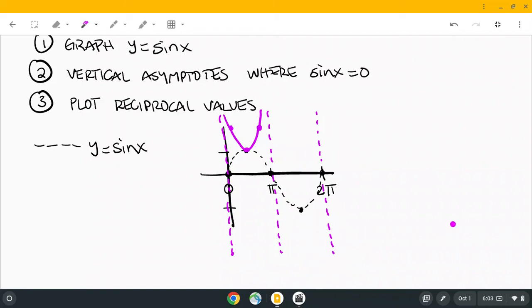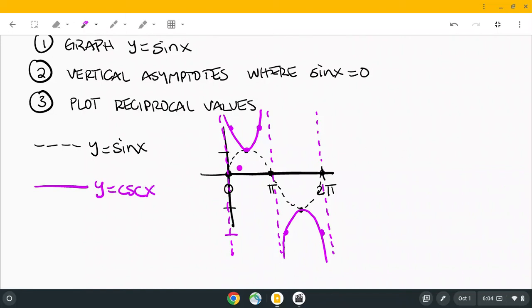7 pi over 6. It's 1/2. So here it's going to be like -2. Same thing here, -2. And so I have this graph here. Okay. And that's really all there is to it. So y equals cosecant x is the purple.